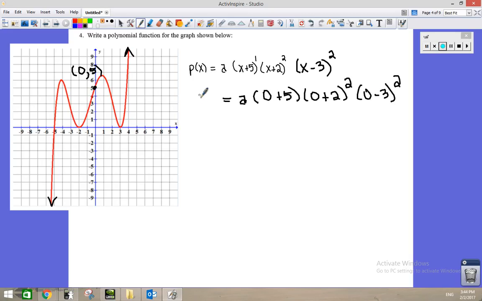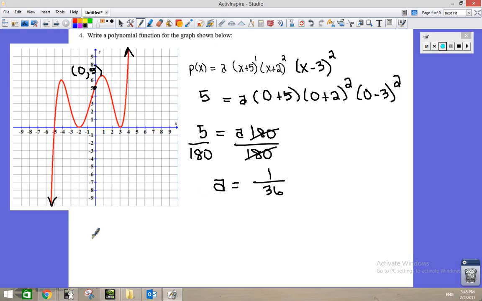The output we should get, it should be 5. So we need to make this a the correct value so that this product is 5. Alright, so let's solve this for a. 0 plus 5 is 5. 2 squared is 4. Negative 3 squared is 9. And 5 times 4 times 9 is 180. To get the a by itself, let's divide by 180. And we can reduce this fraction. And this reduces to 1 over 36.